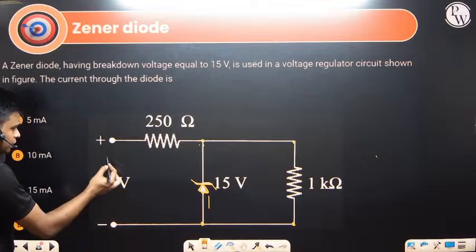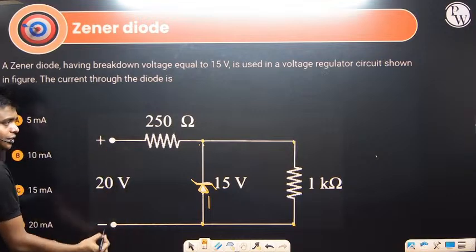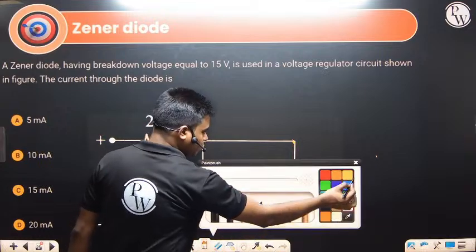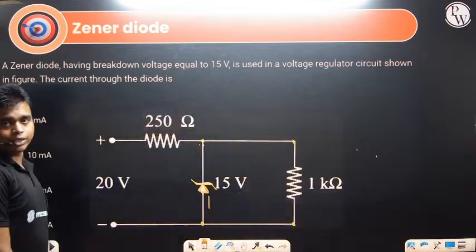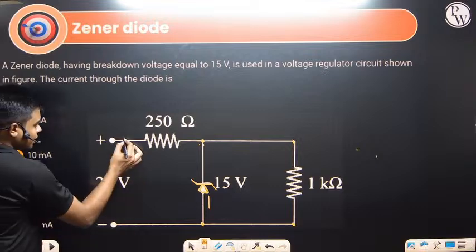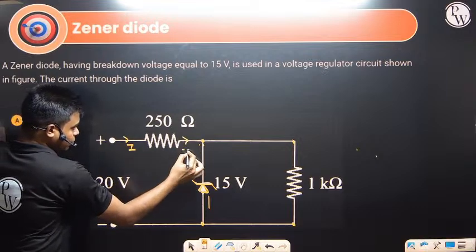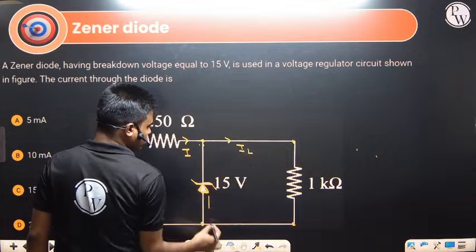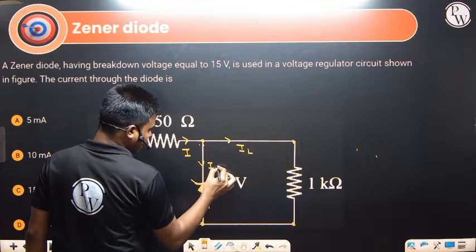Now here this particular symbol gives the source voltage, and this is what we define as the load resistance. Across the load resistance, the value of the voltage will be the same. So here, let's say current I is flowing, and it will be distributed: this part will go as IL across this side, and this will go as IZ.